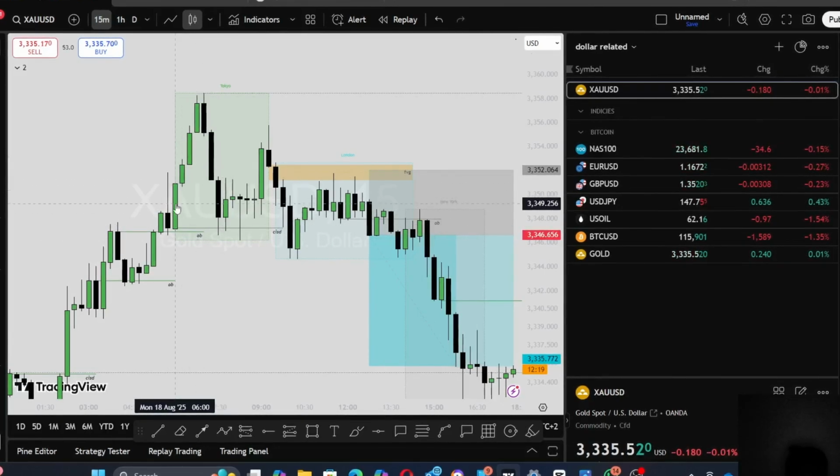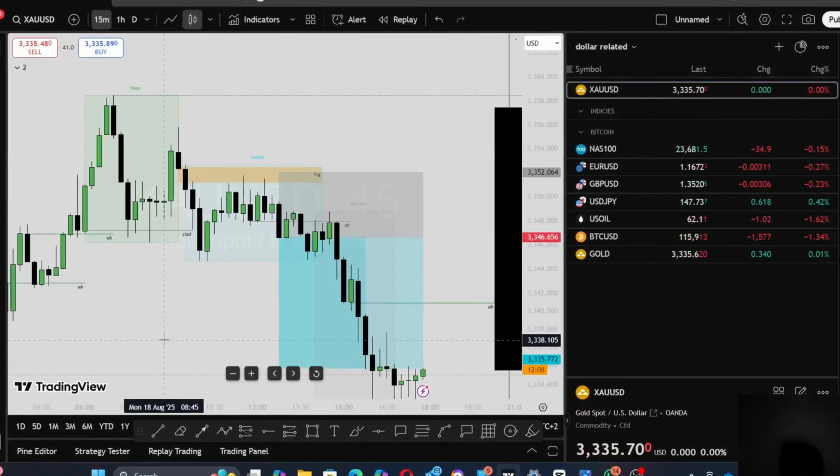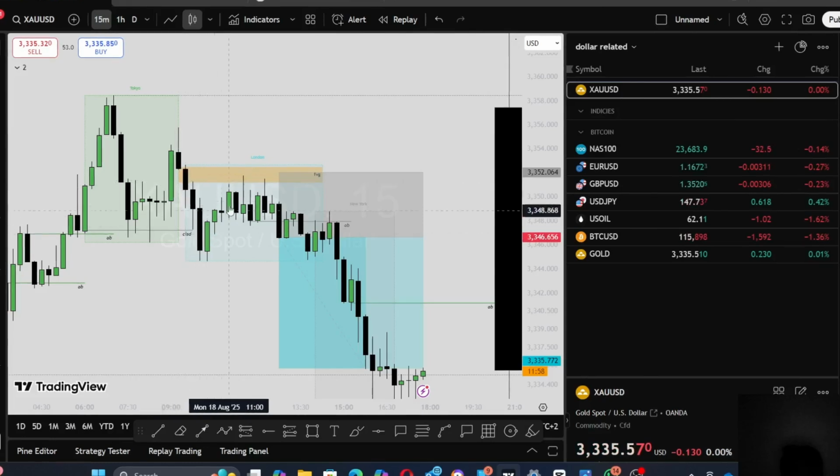So this movement that went to the upside, price managed to come below it, creating what we call change in the state of delivery. Change in the state of delivery means we are switching from looking for buying opportunities to looking for selling opportunities, right? So we had this fair value gap that price came and retested.